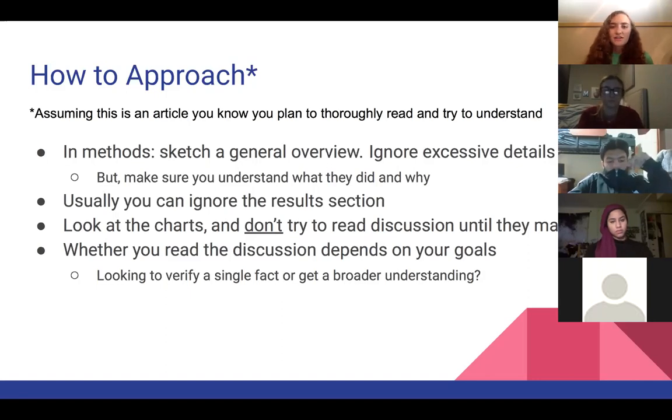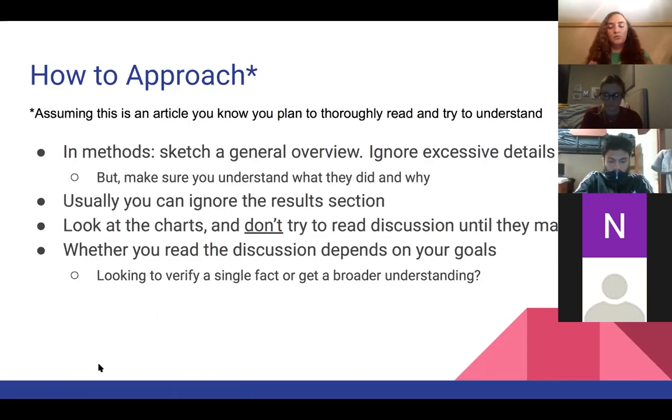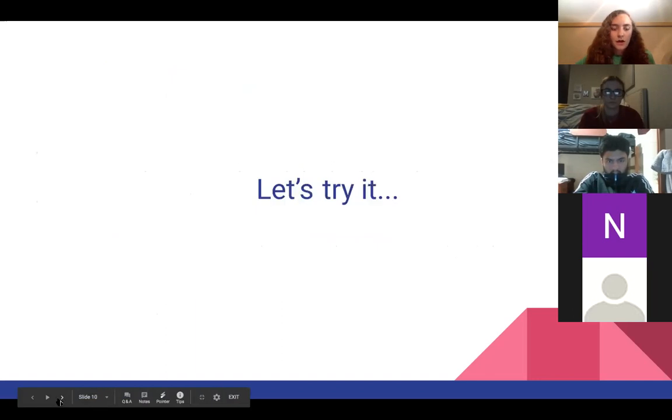You can look at the charts, and the charts will help you understand the discussion section more. And you want to have a broad understanding. It's good to have a broad understanding when it comes to reading articles, I feel like, over just a single little fact, although there are significant facts, but usually you want to have a broad perspective when you're reading articles.